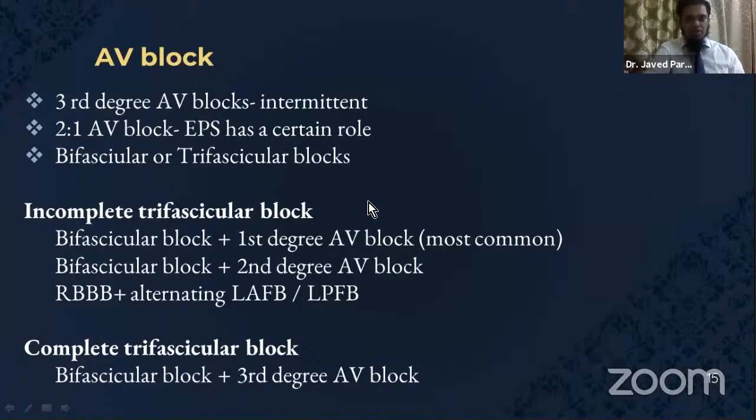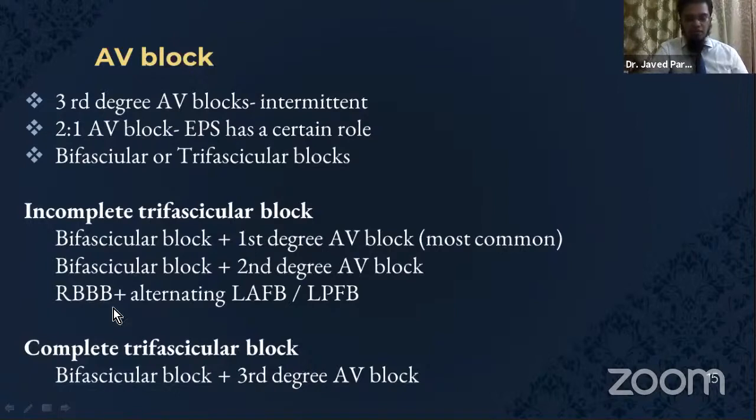Then comes bifascicular or trifascicular block. If the patient has a history of syncope, and you find on the resting ECG that there is a trifascicular block, then very likely this patient had an intermittent high-grade AV block that had resulted in syncope. Now again, these terms trifascicular and bifascicular are usually confusing, and many authors avoid using them. Whatever is there on the ECG, you must label it as it is.